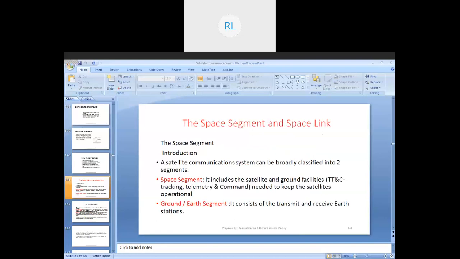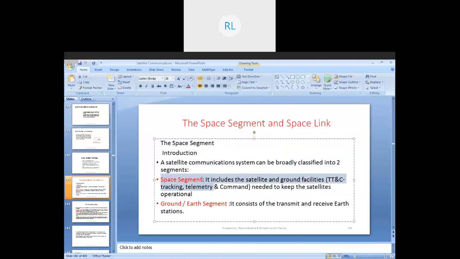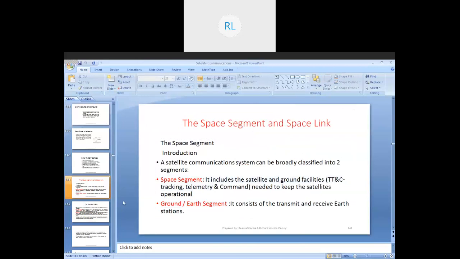So next we will be looking into the space segment, and this is actually your new module, Module 3, where we will be talking exclusively about the space and the connections or the signals required to get connected to the satellite in space. A satellite communication system can be broadly classified into two: one is the space segment and the other is your ground segment.